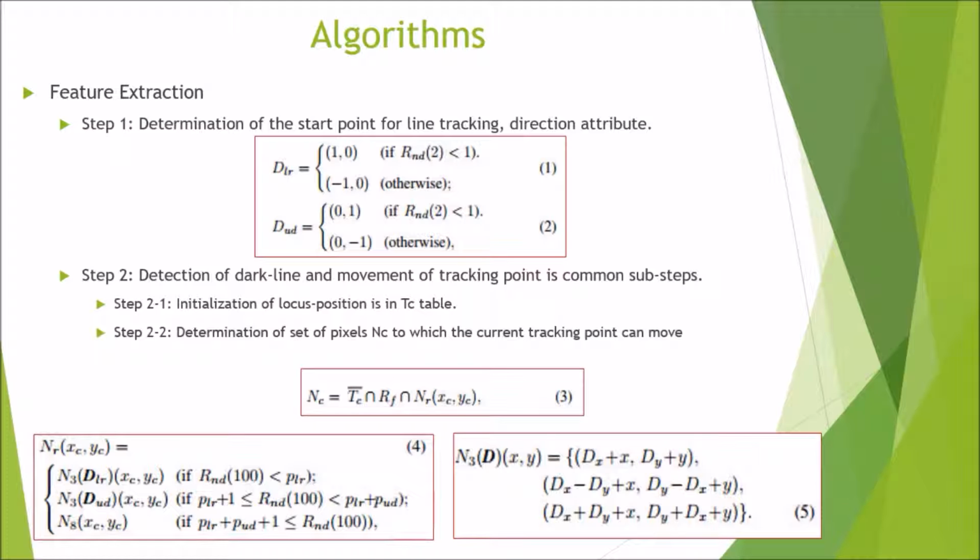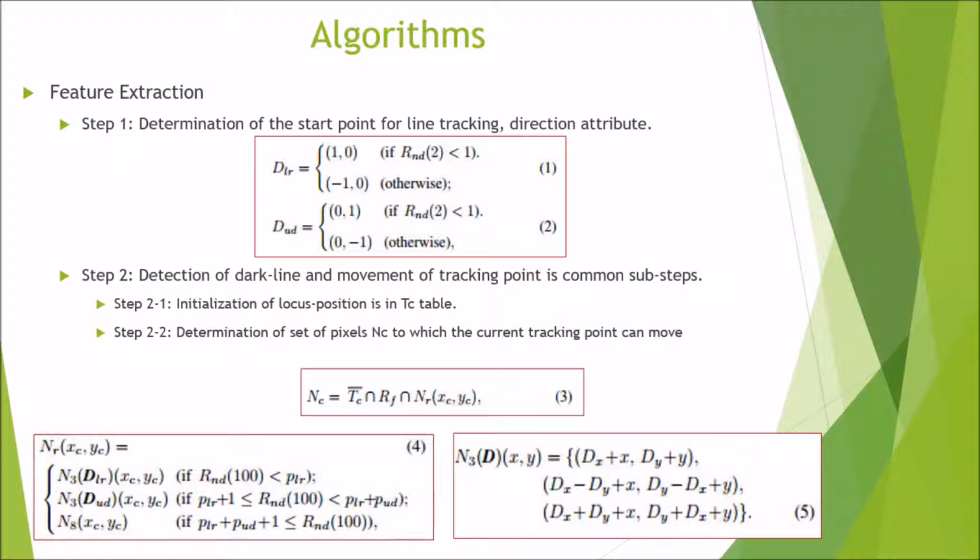The steps are as given below. The starting point for line tracking is XS, YS, a pair of uniform random numbers selected from RF. That is, the initial value of the current tracking point XC, YC is XS, YS. After that, the moving direction attributes DIR and DUD are determined. DIR and DUD are the parameters that prevent the tracking point from following a path with excessive curvature. These two can be determined as follows.